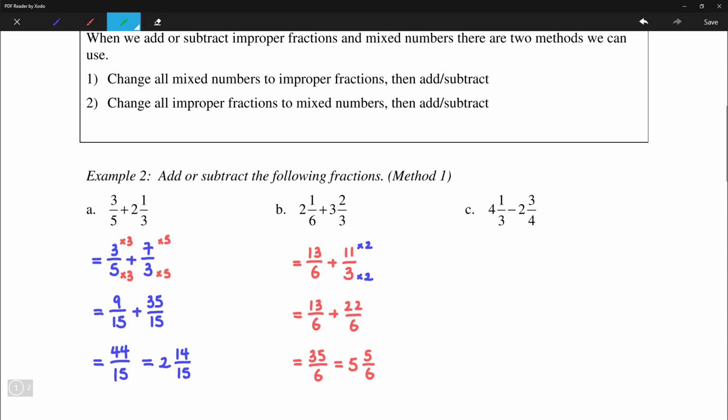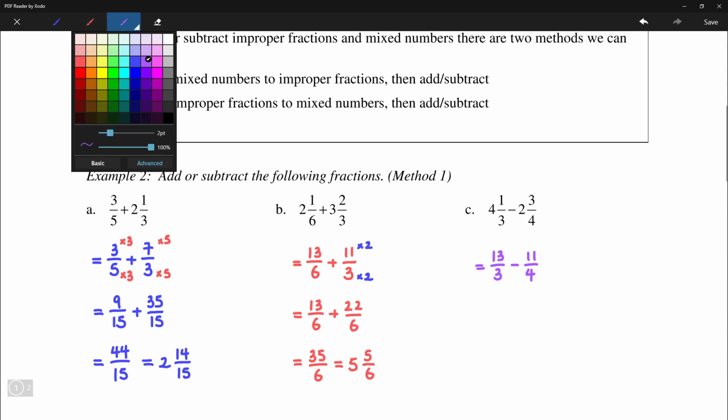One more example here, in example C. Once again, we start by rewriting both mixed numbers as improper fractions. The first one, 4 times 3 is 12. 12 plus 1 is 13. So this will be 13 over 3. And then we will subtract. 2 times 4 is 8. 8 plus 3 is 11. So this is 11 over 4.